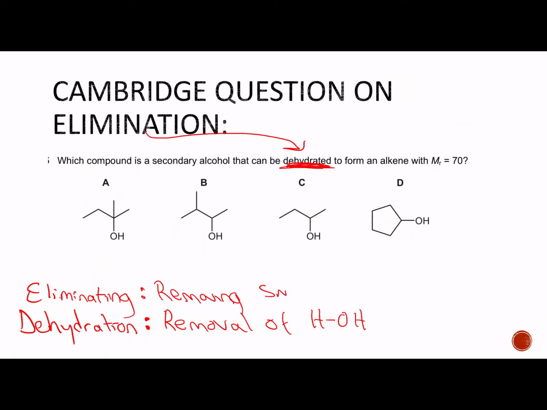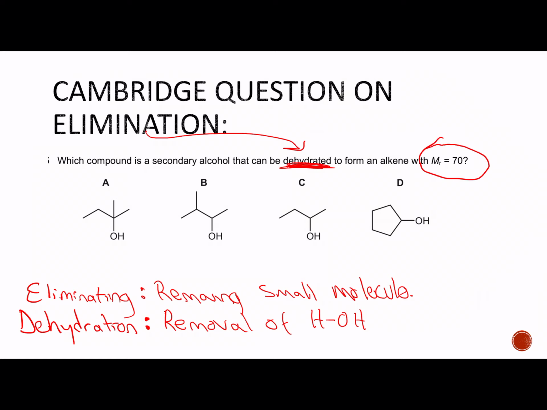But there's more. So not only do we need to remove the small molecule, we need to end up with a molar mass of 70 at the end. So you'll need your periodic table handy. See if you can get the answer, and then I will go over the answer. All right, let's see if you got it.